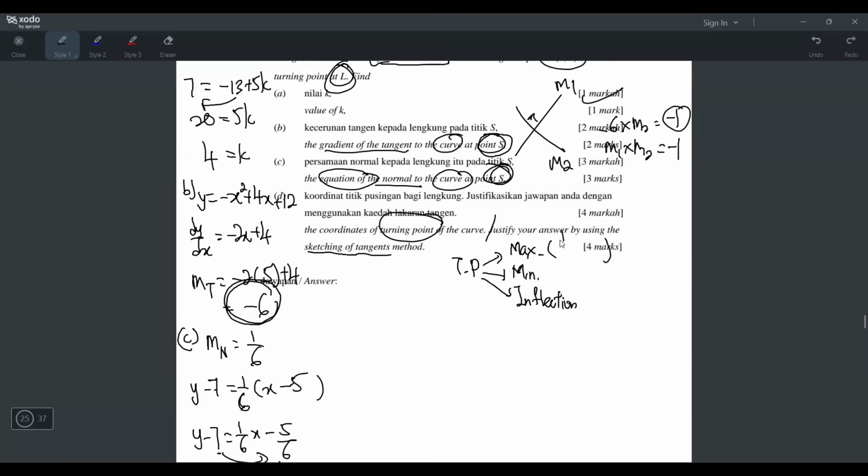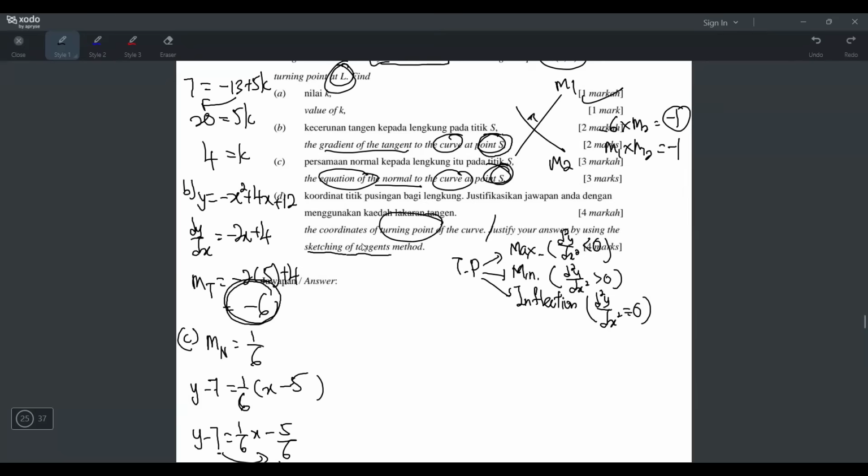Okay, if maximum, your second derivative will be lesser than zero, negative. It will be smaller than 0. And if your second derivative d2y/dx2 is positive, bigger than 0, then it's minimum. But what if your d2y/dx2 equals 0? Then we call it an inflection point, right? But this is by using the second derivative method.